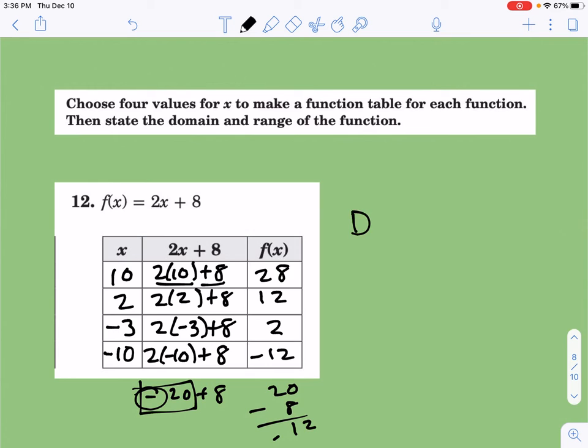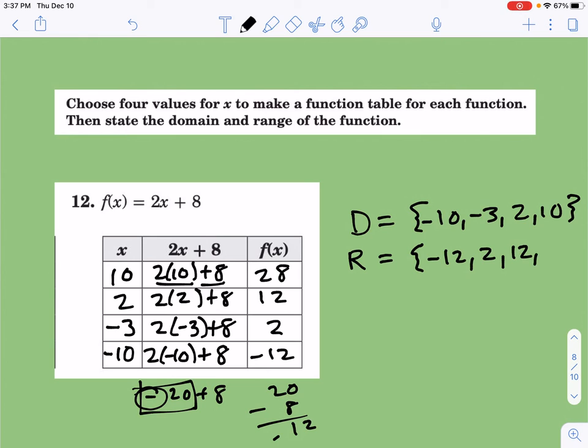And then your domain is what x values did you use? Well, I went from -10 up to 10. And so you go smallest to greatest. So -10, -3, 2, and 10. Then your range is just your y values. And again, go smallest to greatest. All right, so start -12, 2, 12, and 28.